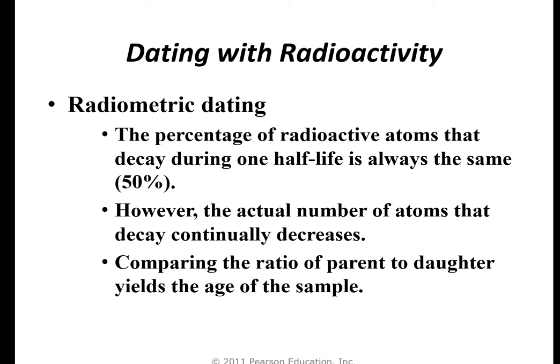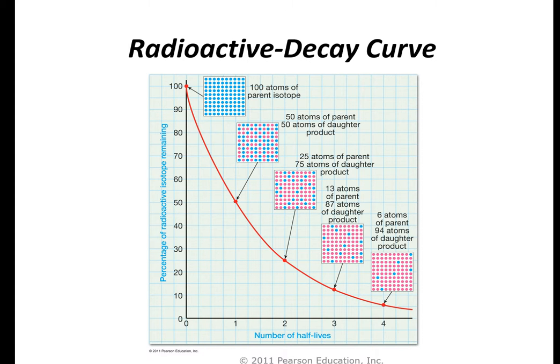So how do we date objects with this radiometric dating? We know the percentage of radioactive atoms that decay during one half-life is always the same, 50%. However, the actual number of atoms that decay continuously decreases. Comparing the ratio of the parent to the daughter yields the age of the sample. So here we have number of half-lives, and we see that the number decreases on an exponential scale, negatively, over the course of time.